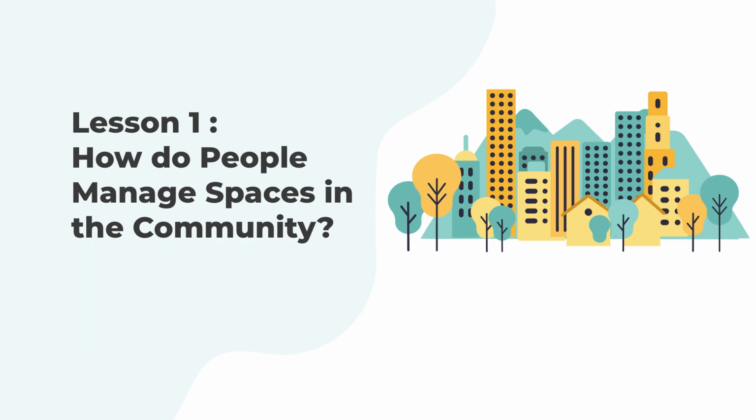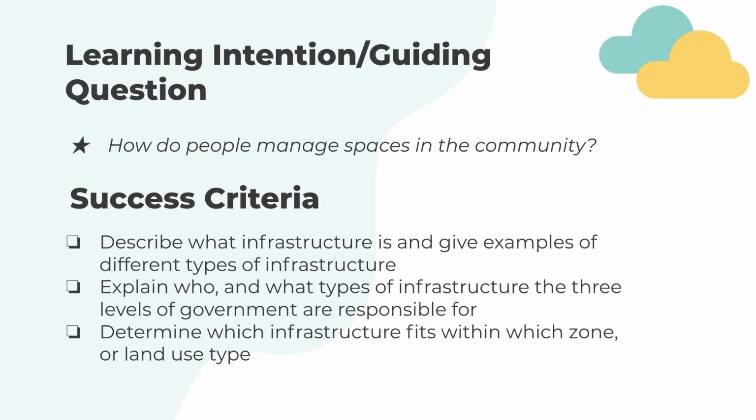So lesson 1 is, how do people manage spaces in the community? Our learning intention, or our guiding question for this lesson, is how do people manage spaces in the community? So we're going to be answering that by addressing our success criteria. Once we can describe what infrastructure is and give examples of different types of infrastructure, explain who and what types of infrastructure the 3 levels of government are responsible for, and determine which infrastructure fits within each zone or land use type, we'll be able to answer that question: how do people manage spaces in the community?